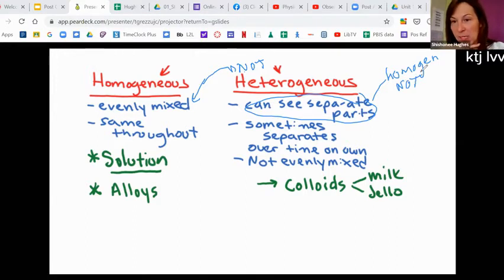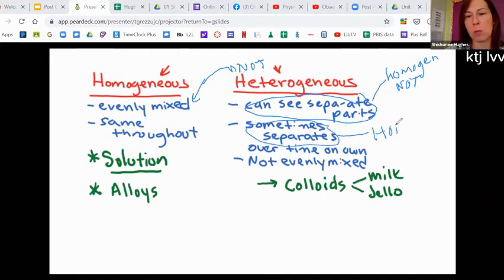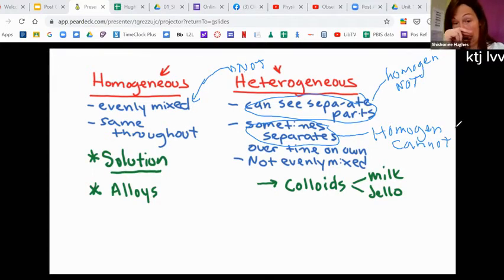Like when it's dissolved in Kool-Aid, I can't physically see the sugar and stuff in there if you make it correctly. If you're a sugaraholic and you have it sitting on the bottom, that's just because you didn't make it right. But you should not be able to see the separate parts. Heterogeneous can sometimes separate, but a homogeneous mixture cannot separate, or I should say will not.